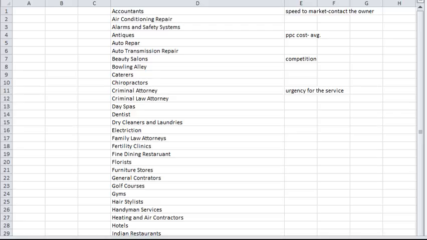But the other things that you may not have thought of, I've listed here on the right-hand side. And one is speed to market. How difficult is it to contact the owner or the person that makes the decisions? It's not always easy. Sometimes a business may have a call center or dispatch, so their phone number doesn't even go to them, and they don't have a manager, so it's difficult to get a hold of them. And you really don't want to use direct mail to do that. It's time consuming and expensive.